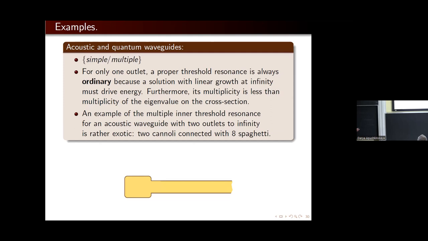Yes. If there is only one outlet to infinity and the eigenvalue on the cross section is simple, then threshold resonance can be only simple. In any case, the multiplicity of the threshold resonance is less than the multiplicity of the eigenvalue of the cross section, because it is necessary. What is the most important thing, that for second order operators, the threshold resonance can be only ordinary. What does it mean? I have to explain later on.